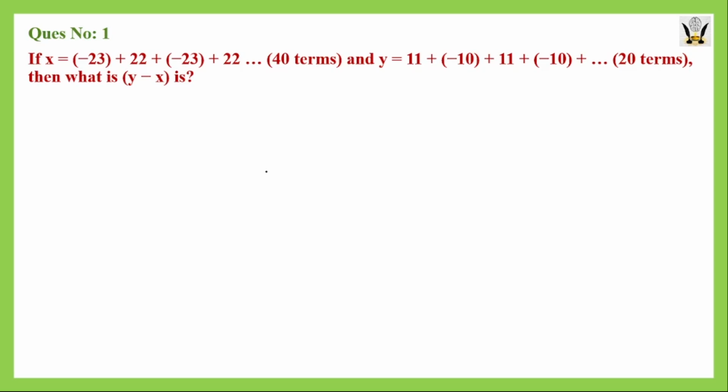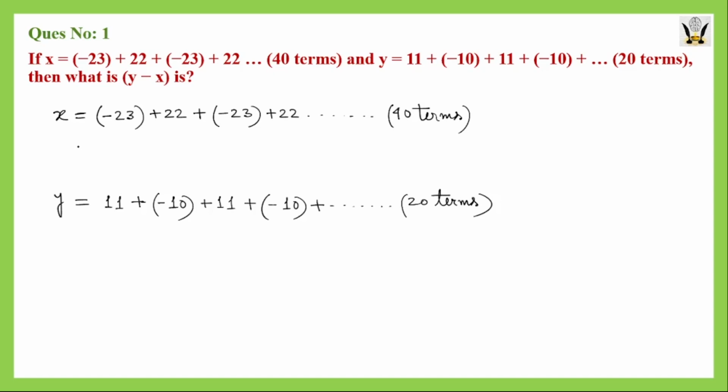So let's write those series first. In the series of x, what we can see is that we have here 40 terms. First term is minus 23, third term is minus 23, and definitely the fifth term and every term at every odd place will be minus 23 only. Similarly, at second position we have 22, at fourth position we have 22, and again in the sixth position we are going to have 22 only. So at every even position we will have 22 only.